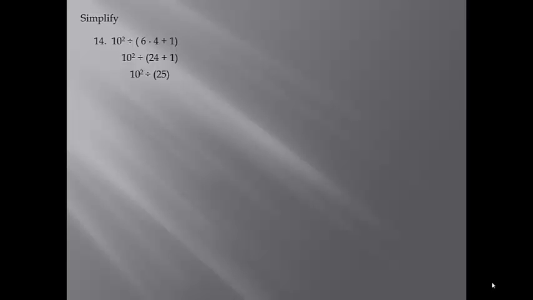25. Now I'm going to do the exponents. So 10 squared means 10 times 10, which is 100. So now I have 100 divided by 25. Now I can divide, and I get the answer of 4.